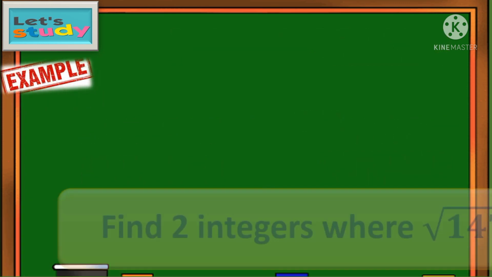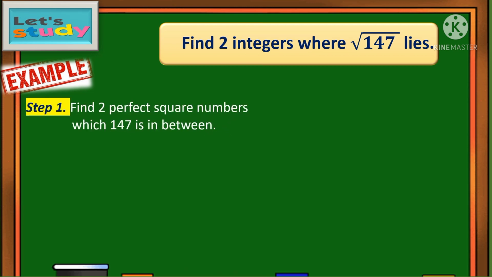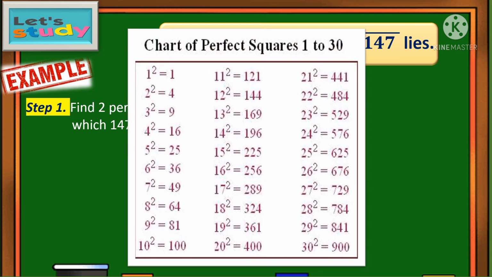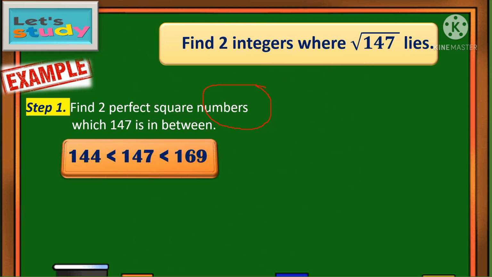For our last example, find two integers where the square root of 147 lies naman. First, find two perfect squares which 147 is in between. Hanapin natin sa chart. So, nasan si 147? Ayan, nasa gitna siya ni 144 at saka ni 169. Right? O, yun na, nakikita niyo na kung ano yung mga square root, ha? So, therefore, it's in between 144 and 169.